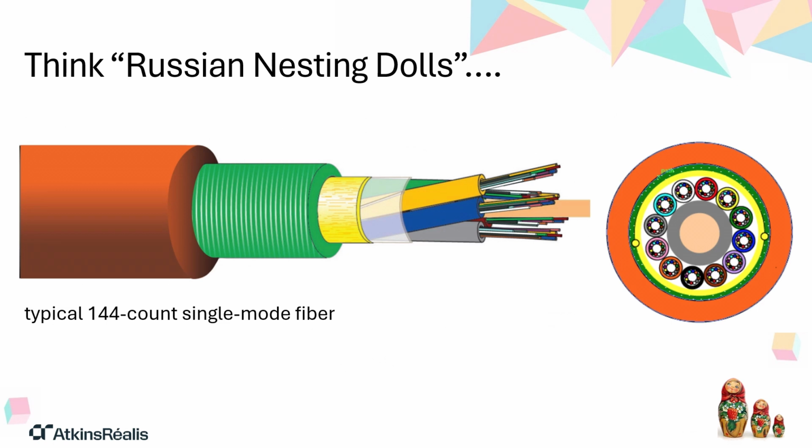Okay, so now that we understand a high idea of how fiber optic communications works and some of the benefits, let's dive into the components of a fiber optic cable. In order to make this a little bit more simple, I'd like you guys to think about Russian nesting dolls, as we will continue to build upwards. What you see on the screen here is the profile view and a cross-section of a typical 144 count single mode fiber. But we're going to start at the smallest level with the individual fiber itself.